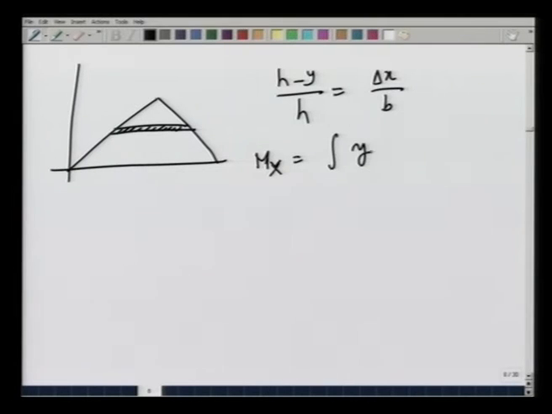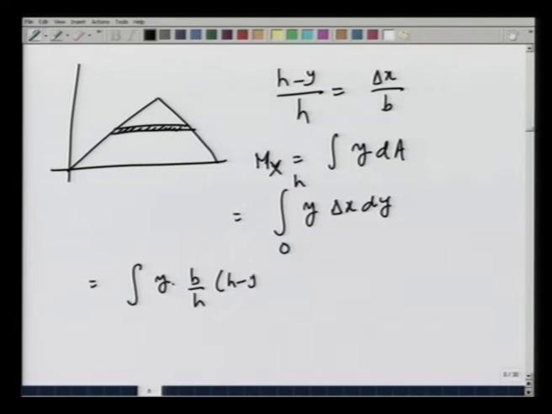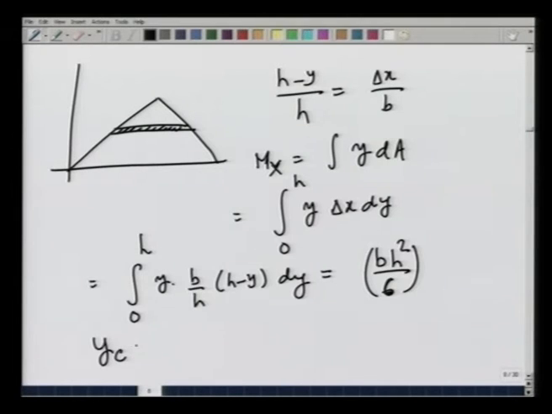And m y or m x is going to be equal to integration y dA, which I can then write as y delta x dy, y varying from 0 to total height h, and this comes out to be y times b over h times h minus y dy, and you do this, it comes out to be b h square over 6, and therefore, y c is going to be m x divided by the total area, which is b h square divided by 6 over b h divided by 2, which comes out to be h over 3.